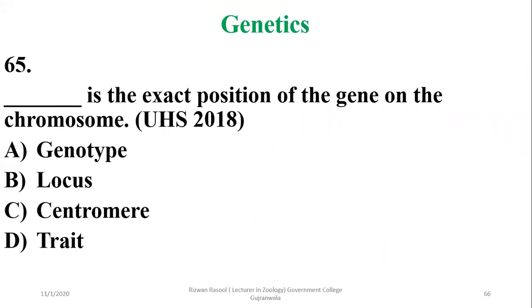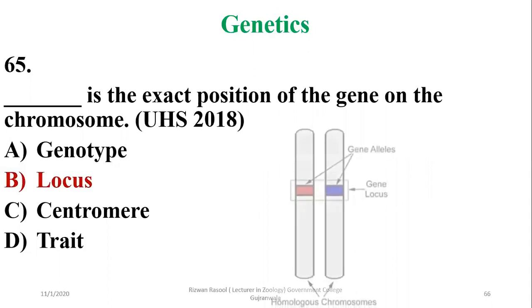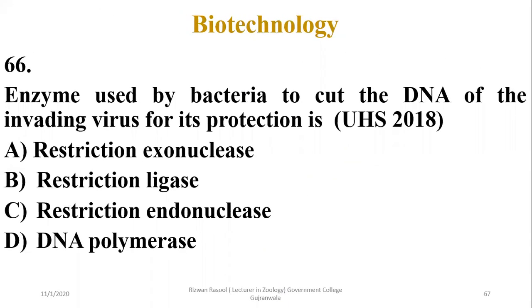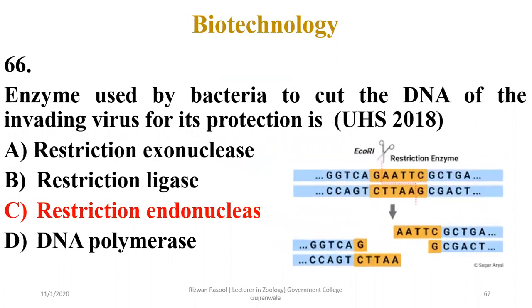Dash is the exact position of gene on the chromosome. It is locus, beta. Number 66, enzyme used by bacteria to cut DNA of the invading virus for its protection is restriction endonuclease, such as EcoR1.